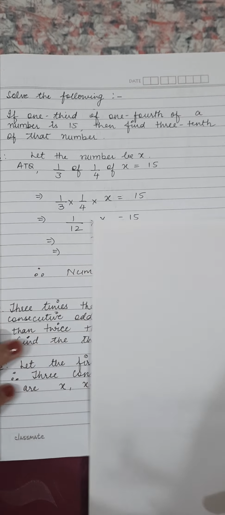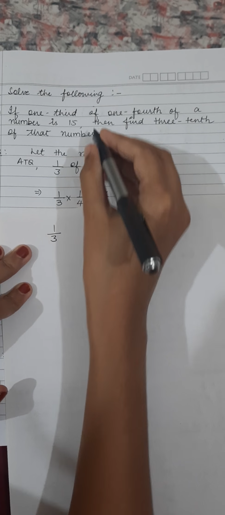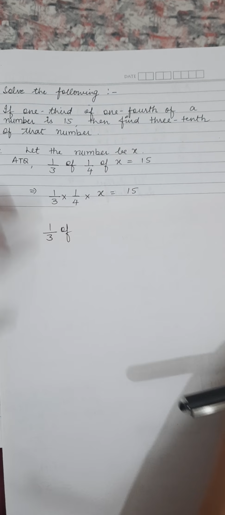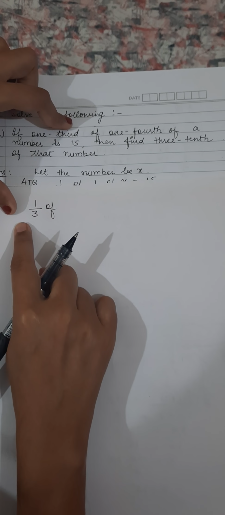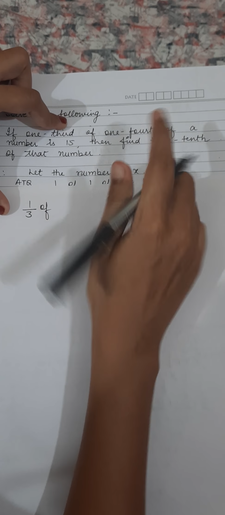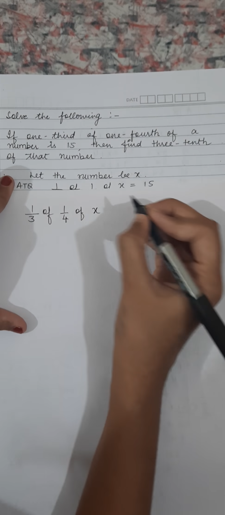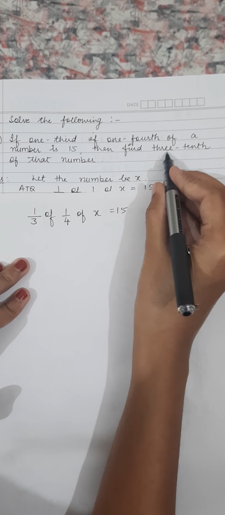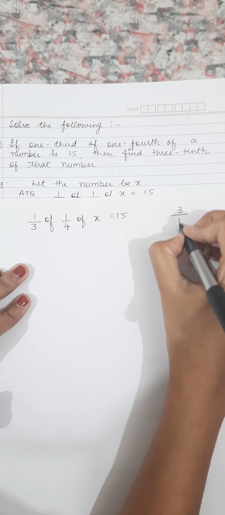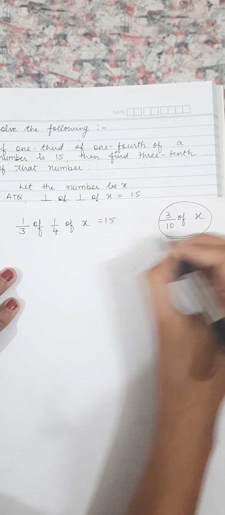Now question number 2a part is, if one third of one fourth of a number is 15, you have to find 3/10 of that number. Just go word by word and make the equation. I have made 1/3 of 1/4 of a number, and again we don't know that number, so that number is going to be x, is 15. You have to find 3/10 of that number, and that number is x.